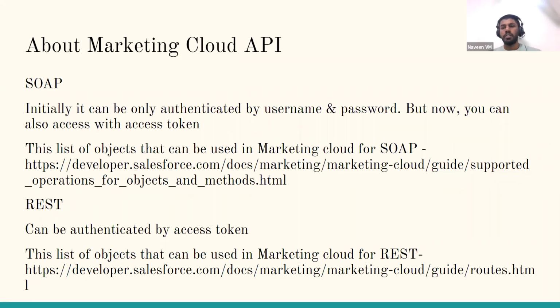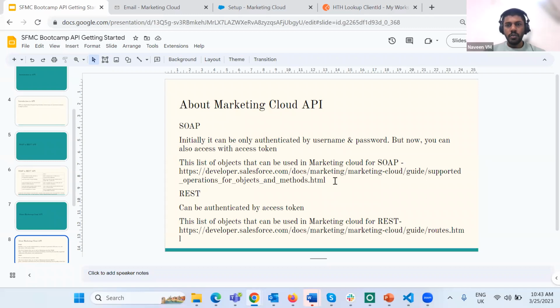For example, if you want to retrieve the users from your accounts, or you want to create folders and things like that, those are still supported by SOAP, but not in REST. Then what's supported in REST? REST is about the Transactional API, Journey Builder API, and Content Builder API. Anything which is a new thing that Salesforce started doing will be on REST. So I can show you a quick thing.